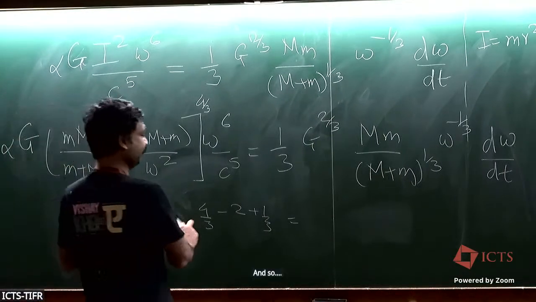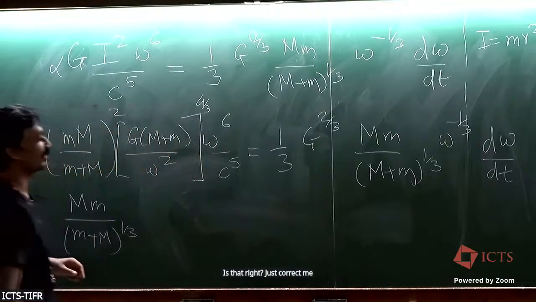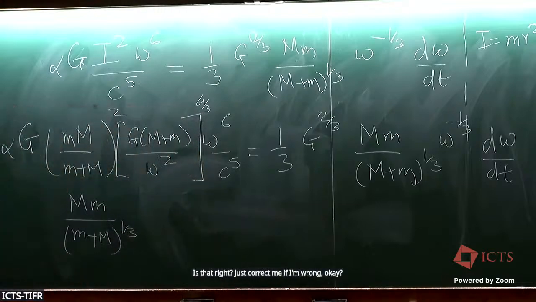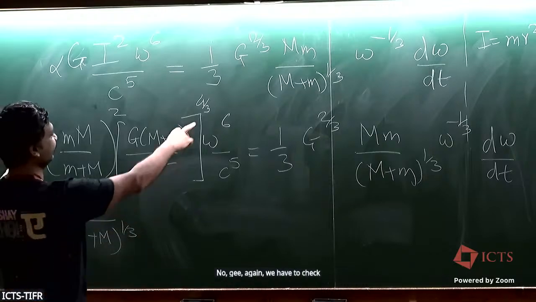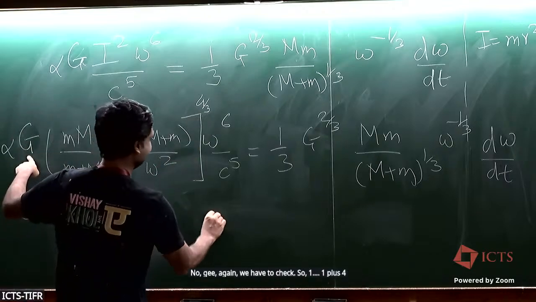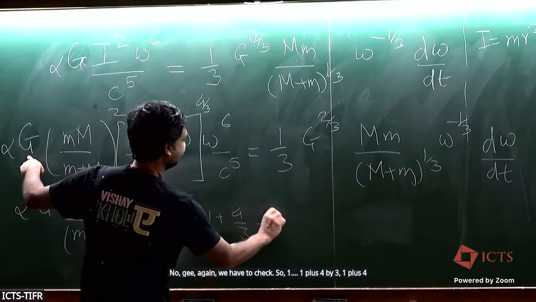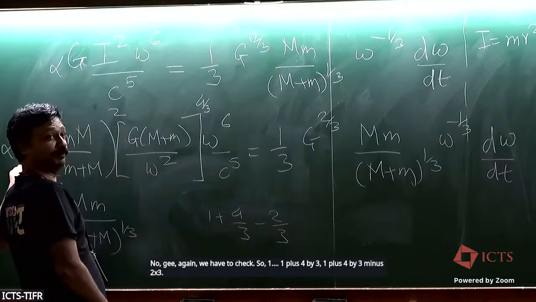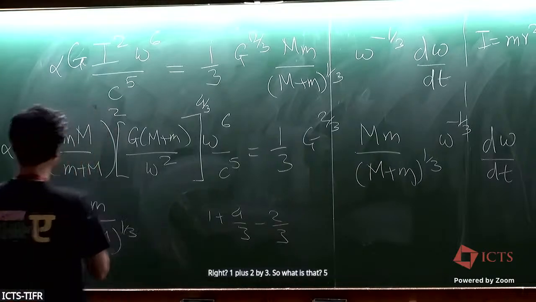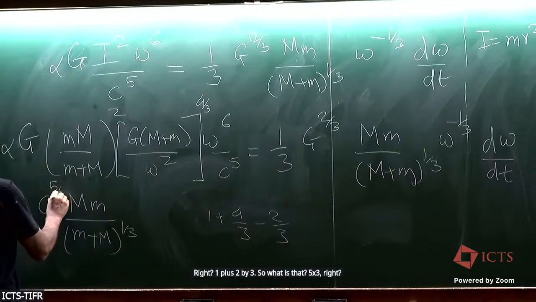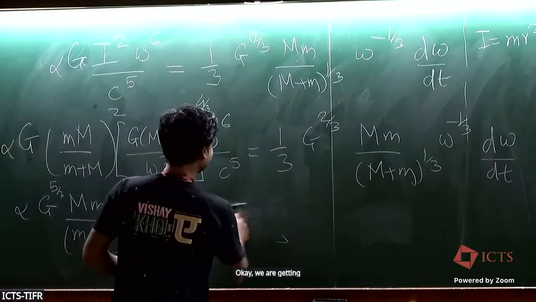Is that right? Just correct me if I'm wrong, okay? You get alpha G. No, G again we have to check. So 1 plus 4/3, 1 plus 4/3 minus 2/3, right? 1 plus 2/3. So what is that? 5/3, right? Okay, we are getting somewhere.